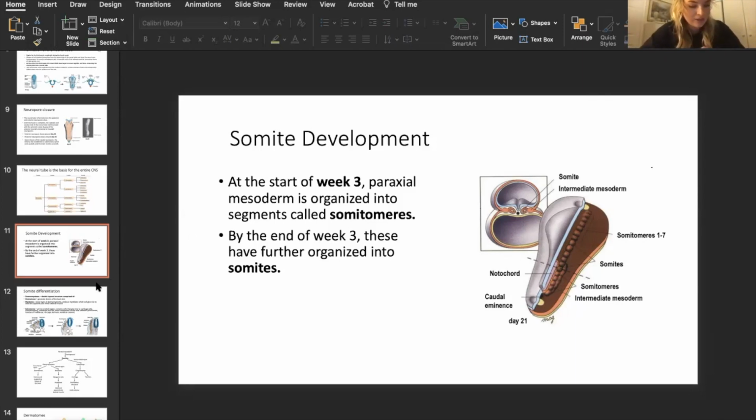Also, they develop at a rate of around 3 pairs per day. And by the end of the 5th week, there's about 44 of them present.